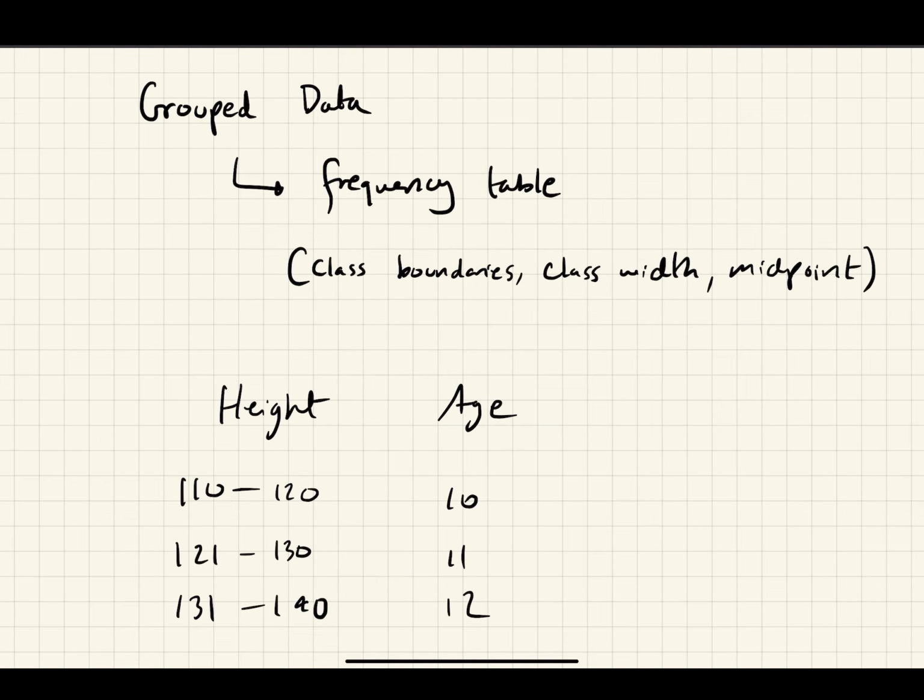After that we have the class width. This tells you how far apart these are. In this case, the distance between these two is 10, so the class width is going to be 10. And finally, we have the midpoint. How do we find the midpoint of a table? Well, this one's pretty easy. We have 110 to 120, so the midpoint we can easily find as being 115. That's all you really need to know about group data, and that's how you put it in.